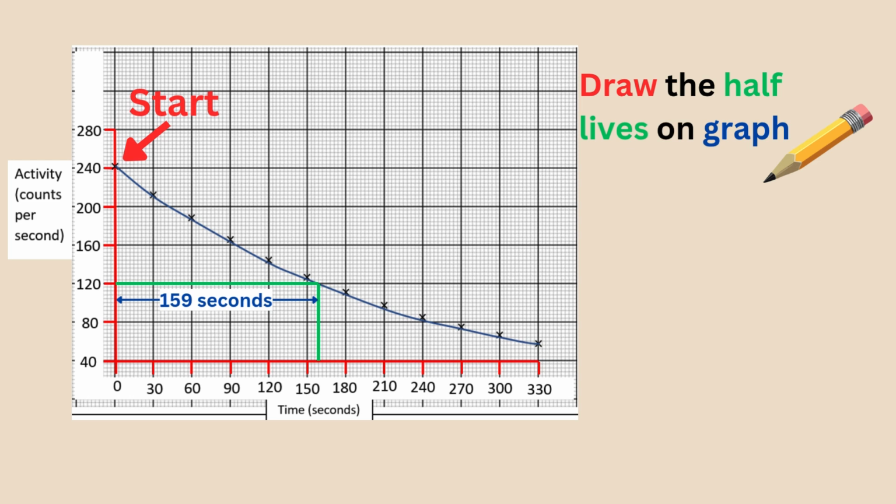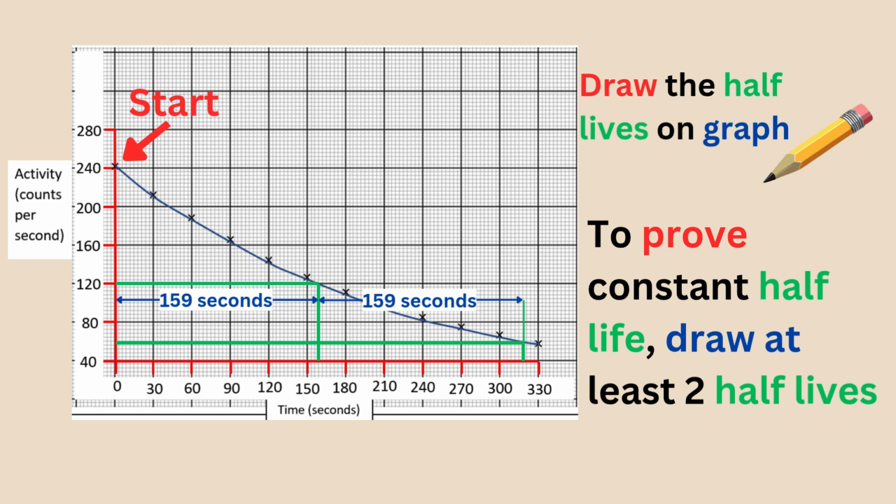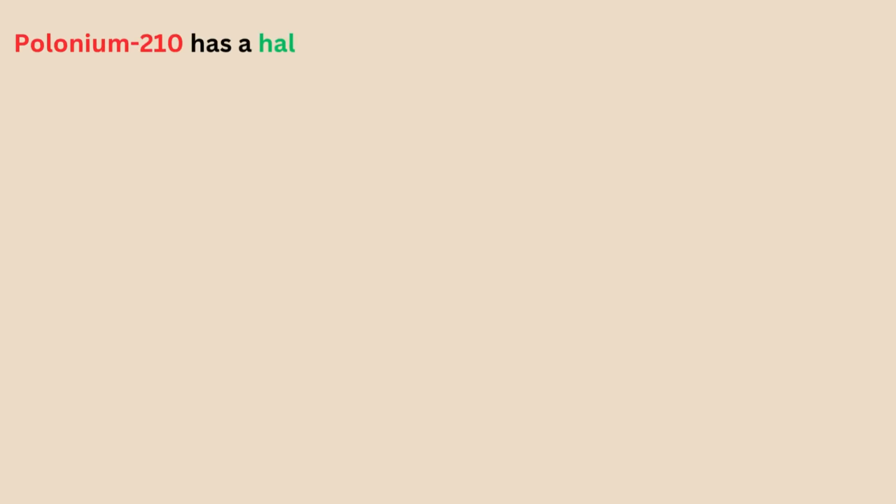So half of 120 is approximately 60. So we go to 60 on the y-axis and draw another green line horizontally to the graph and then down. And that will be a further 159 seconds from the last half-life. You can see that we've highlighted these on the graph. To prove constant half-life, you will need to draw at least 2 half-lives in the exam.